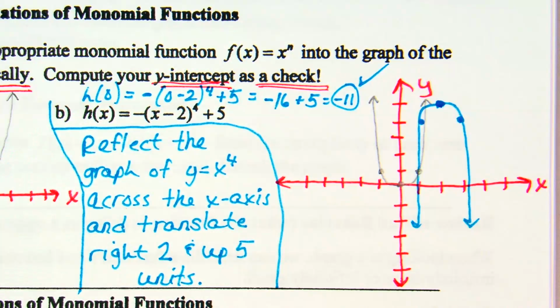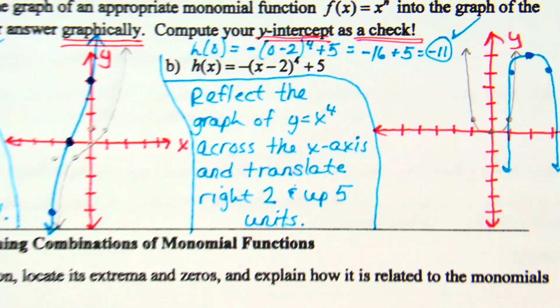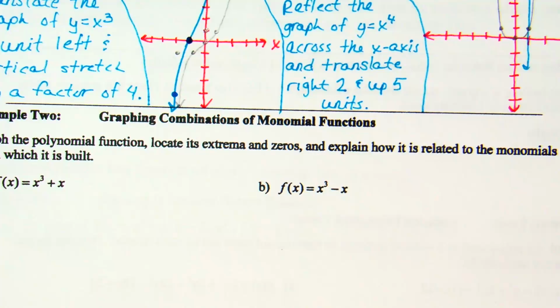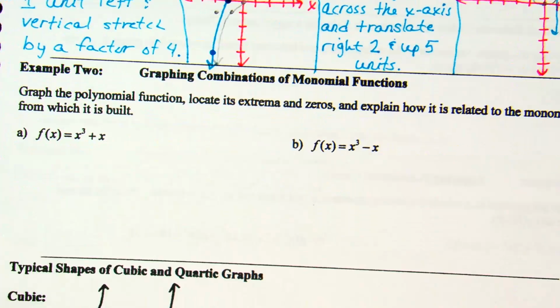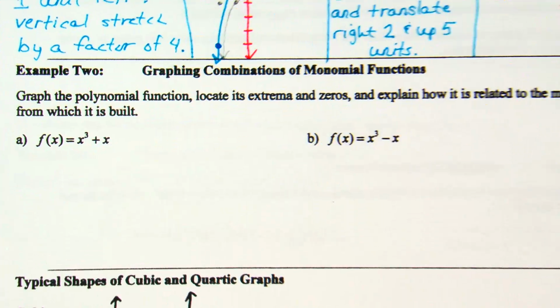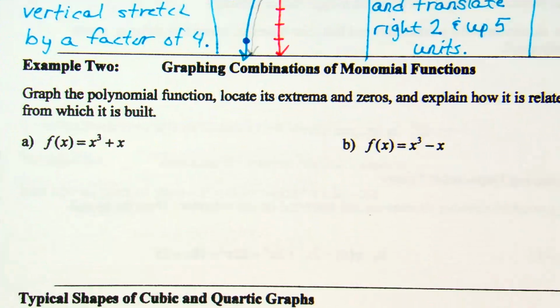Moving along into example 2. Example 2, we are going to focus on graphing combinations of monomial functions. We're going to focus on what happens to an x cubed graph when you include an extra x term, and that's x to the first term. The directions ask us to do several things again. Graph the polynomial function, locate its extrema and zeros, and explain how it's related to the monomials from which it is built. So the monomials from which it is built are that x to the third and that x. First of all, it says graph, yes?